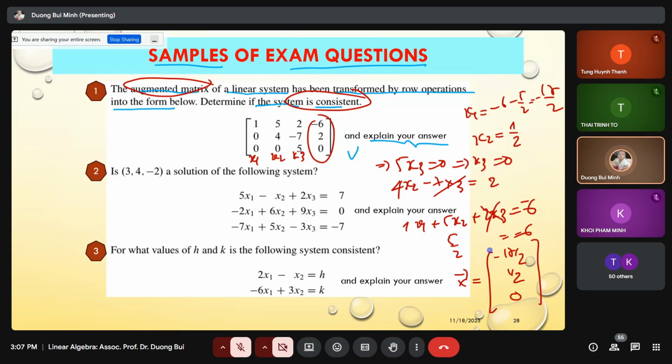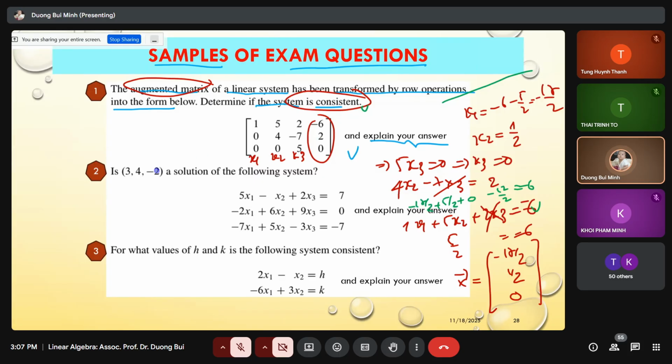Here you get minus 17 over 2, x2 is 1 over 2, so you get 5 over 2, and plus x3 is 0. Okay, so minus 17 over 2 plus 5 over 2, you get minus 16 over 2. Sorry, minus 10 over 2. 10 over 2 is minus 6. Okay, correct. So the answer is the system is consistent because we have the explanation here.